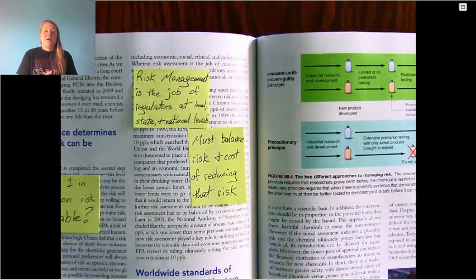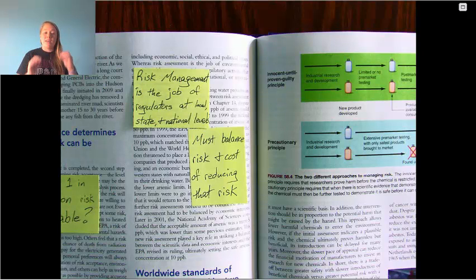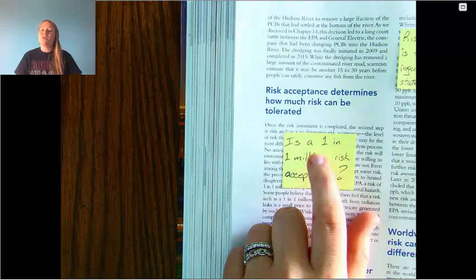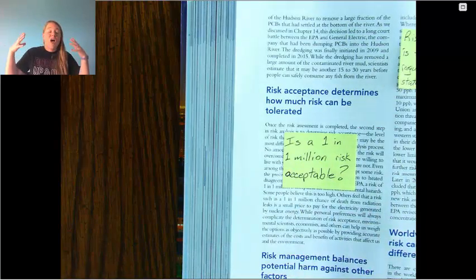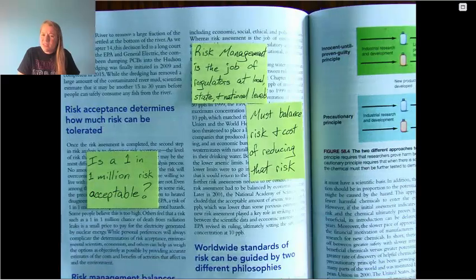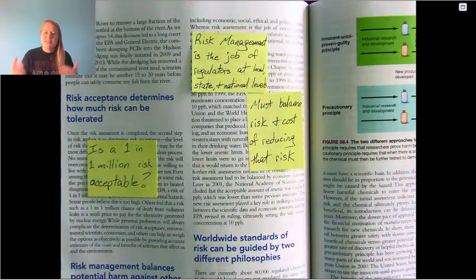The job of risk management, of deciding what is an appropriate level of risk, is the job of regulators at local, state, and national levels. And they have to balance this risk that people are taking with the cost involved in reducing that overall risk. So sometimes it takes a lot of money to take that risk from a 1 in 1 million to a 1 in 2 million. That might take a ton of money. And is it really going to make that much of a difference? Is that really a good use of money?